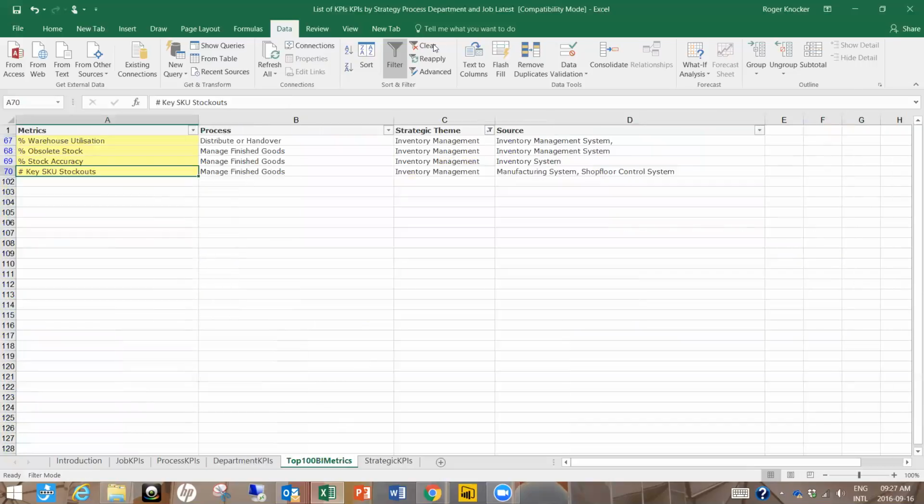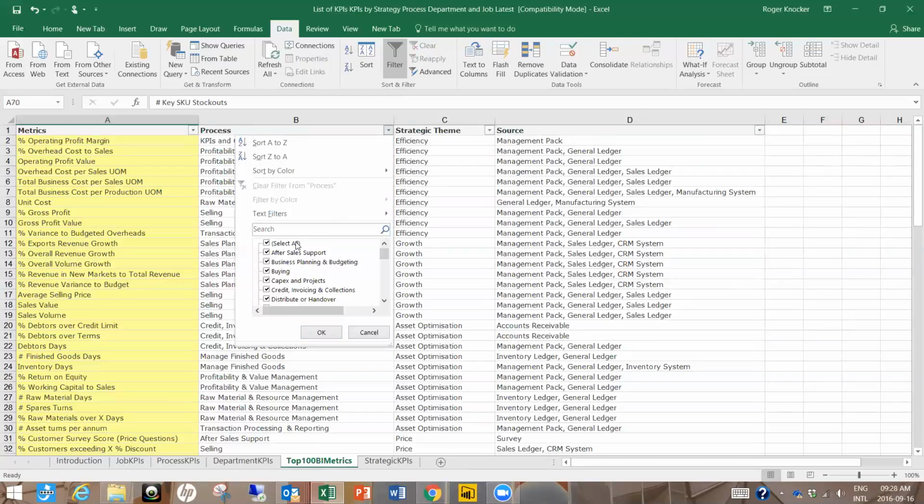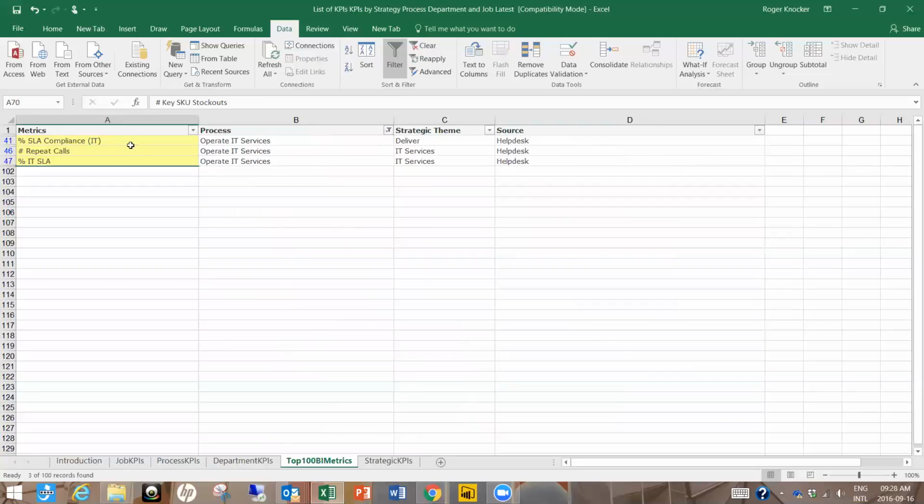We've also got a tab that talks to the top 100 metrics. We do a lot of business intelligence implementations, and we go to various companies. And these are the top 100 things that people are measuring in a typical organization, commercial, industrial, manufacturing type organization. Again, these are categorized into the different categories. So let's just choose something around operate IT services, for instance, SLA compliance, number of repeat calls, percentage of IT SLA. So these are very typical things that we see in businesses.